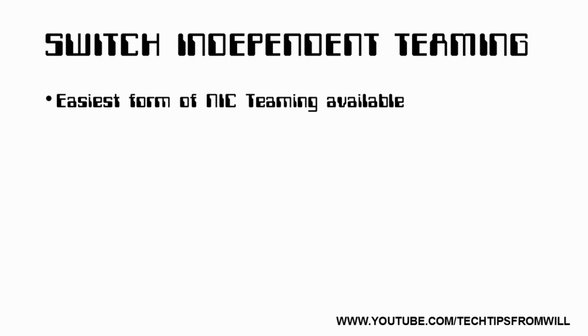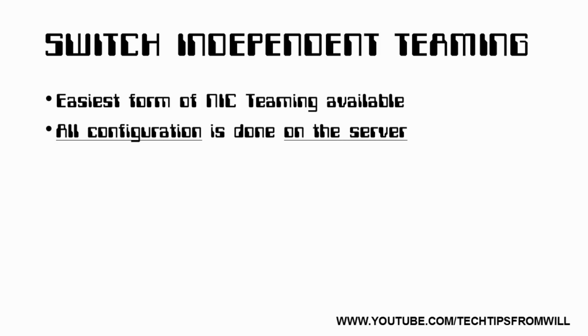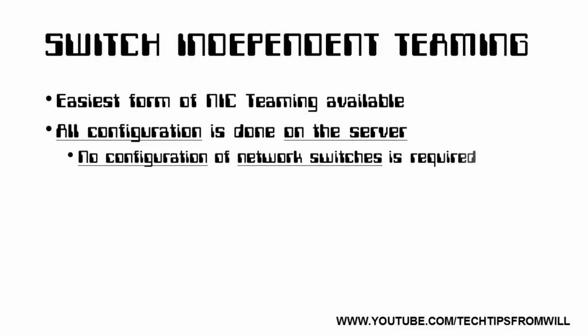Switch-independent teaming is the easiest and arguably the most common form of NIC teaming available. What makes switch-independent teaming so appealing is that all of the configuration for the NIC team is done on the server itself. Absolutely no configuration of the network switches is required to get switch-independent teaming to work. With switch-independent teaming, the switches on your network are completely unaware that the NIC team even exists.